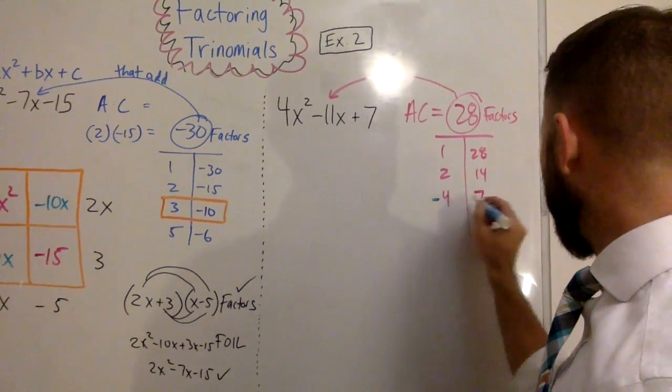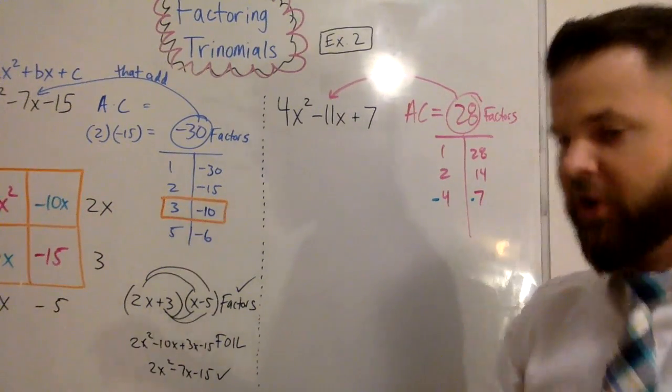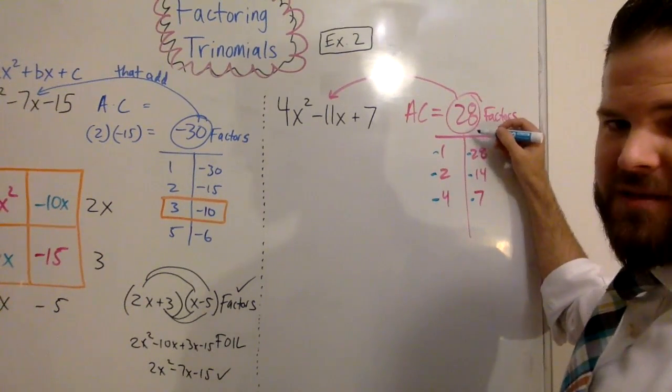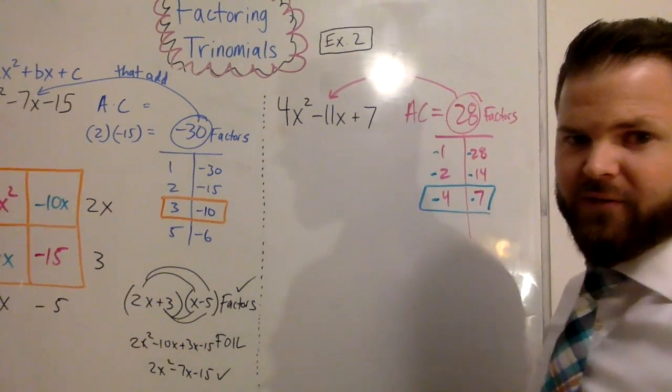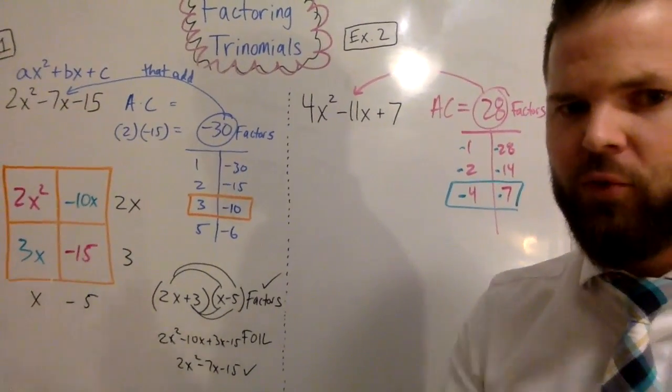Oh, if I know that a negative times a negative gives me a positive, then here, if I convert these to negatives, that still multiplies to positive 28, but now I found one that adds up to negative 11. So here, for example 2, we're going to finish this guy up using the grouping method.